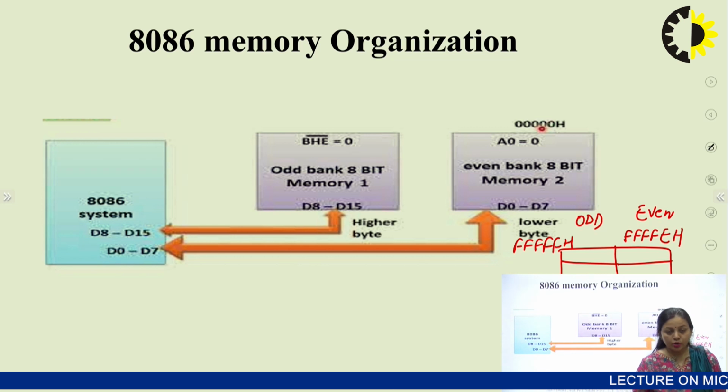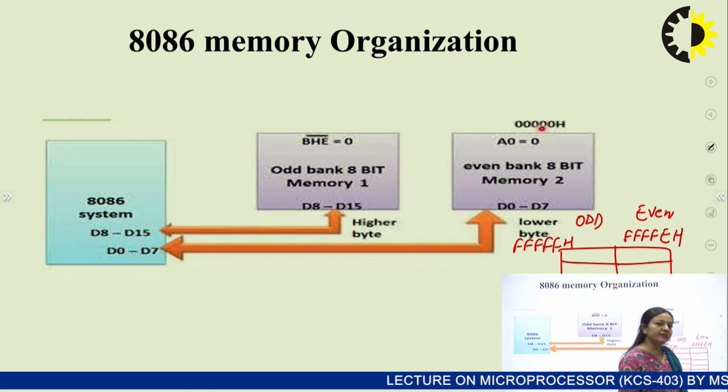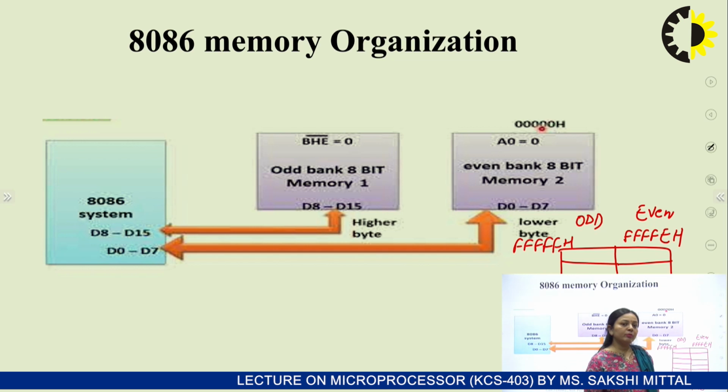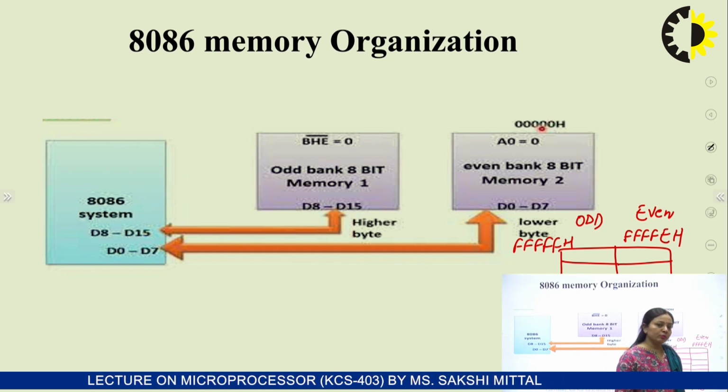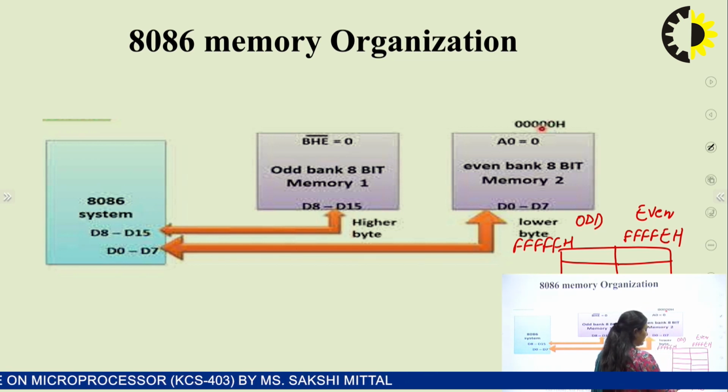So I hope you got it, that we have a memory which is divided into 2 parts, an odd bank and an even bank. All the even addresses are aligned on one side, and we call it the even memory bank. All the odd addresses are aligned on the other side, and we call it the odd memory bank. So the 1 MB memory is divided into 2 banks, 512 KB each. We have an odd bank and an even bank.